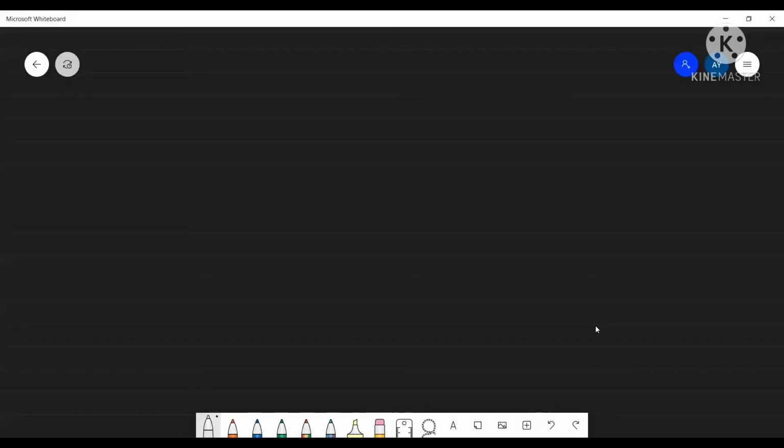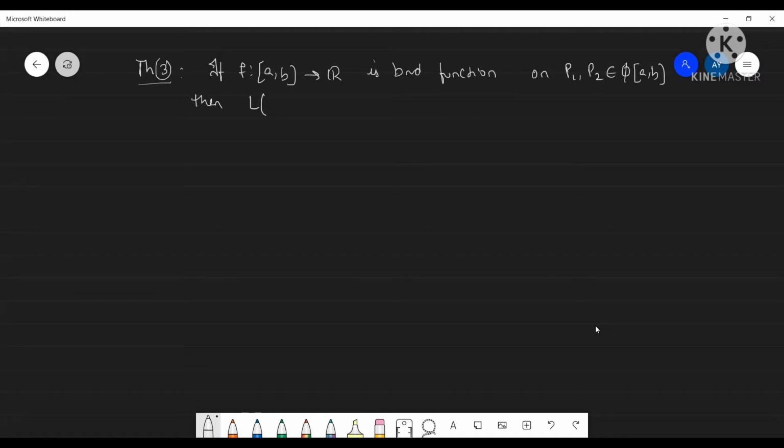So today in this class, we'll start with the third theorem, that is theorem 3, which says if f is a mapping from [a, b] to R, which is a bounded function, and P1 and P2 are partitions which belong to the whole set of partitions phi of [a, b], then they are asking us to prove that L(P1, f) is less than or equal to U(P2, f). P1 is the first partition, P2 is the second partition, which belong to the set of partitions of [a, b].